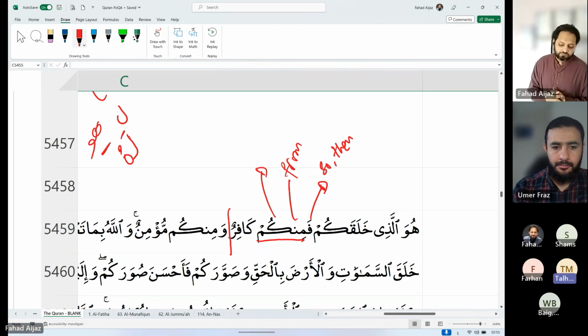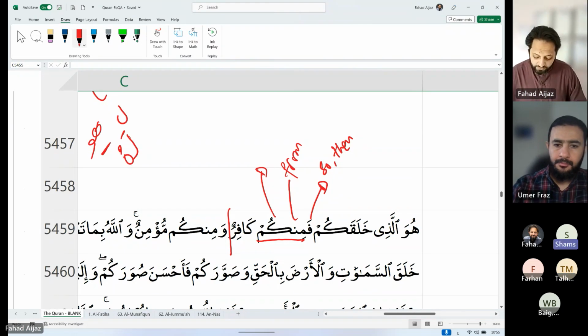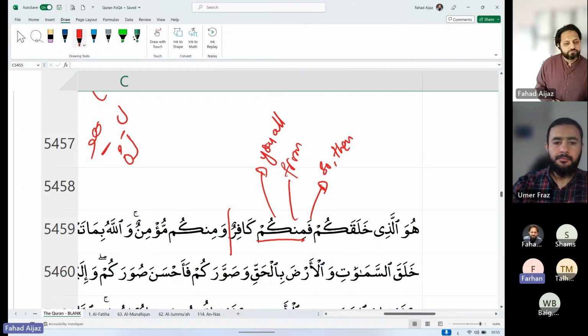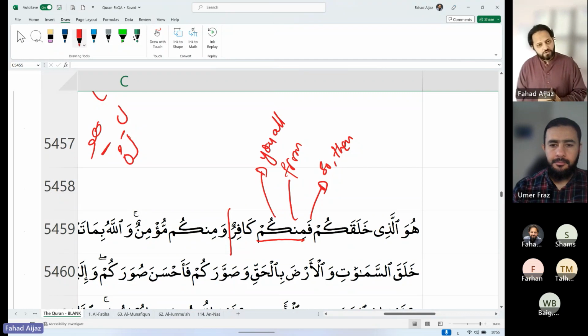It becomes "min", many of you? No, you all. Maybe in a simpler way, you can say you all. Farhan, your would mean your if min was an ism.